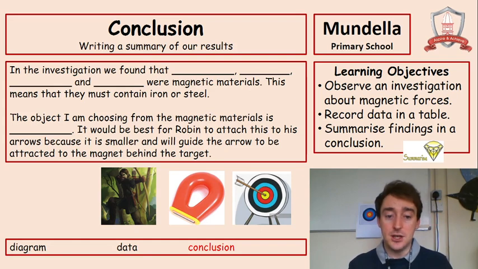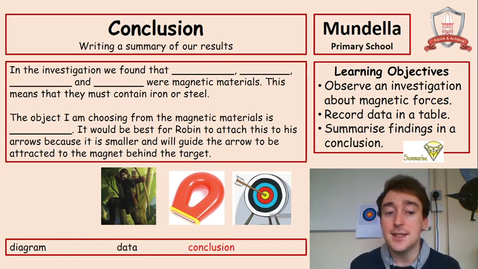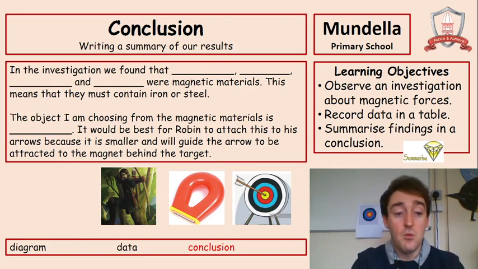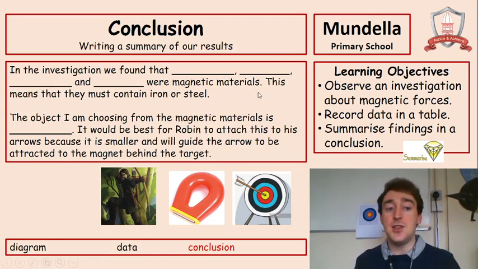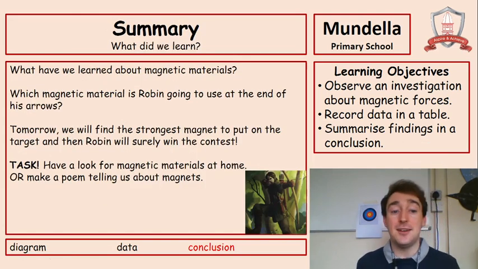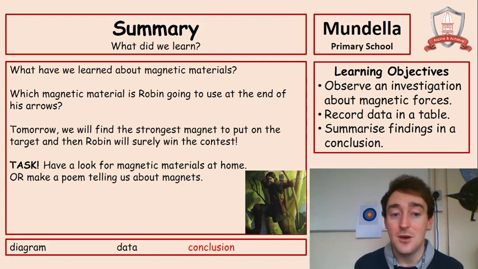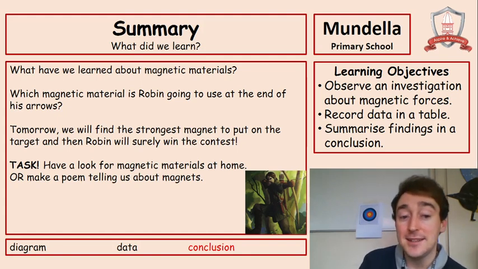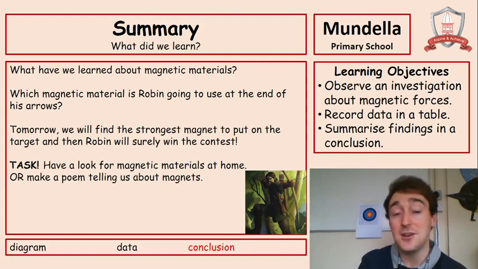The object I'm choosing from the magnetic materials is, and then you'll have to choose one of those 5 that you had up here. It would be best for Robin to attach this to his arrows because it's smaller and will guide the arrow to be attracted to the magnet behind the target. Okay, so what have we learned about magnetic materials? What makes a material magnetic? What does it have to contain? Which magnetic material is Robin going to use at the end of his arrows? Well, that was your choice. You could choose any of the ones there, and that was your decision.